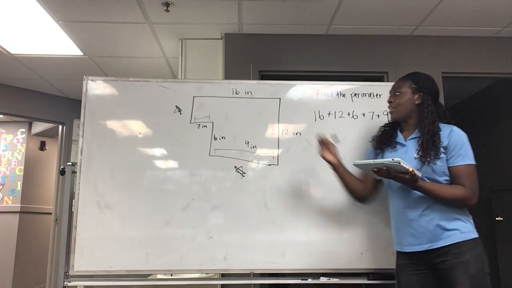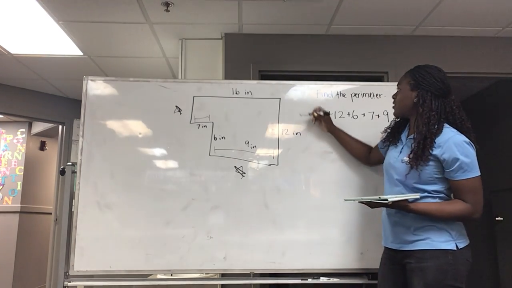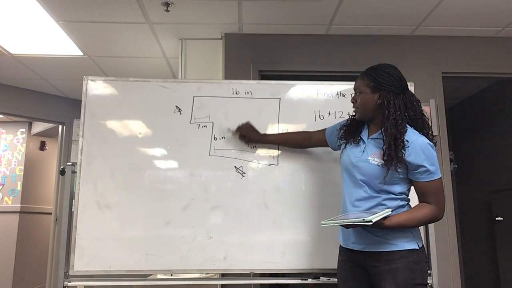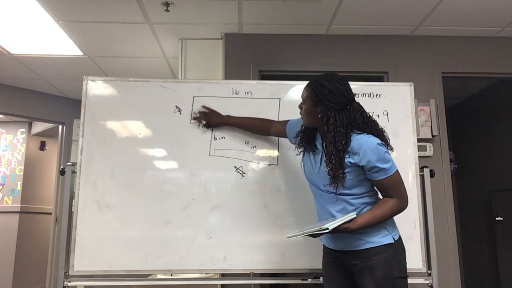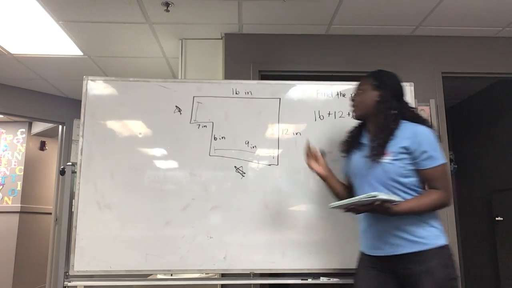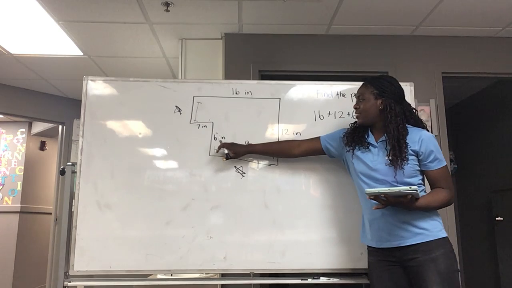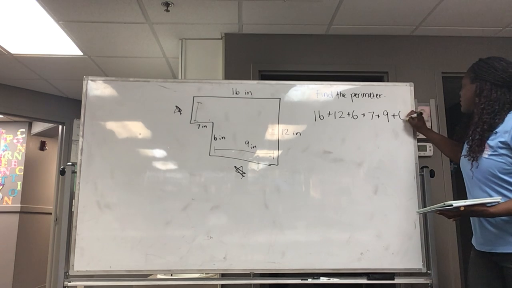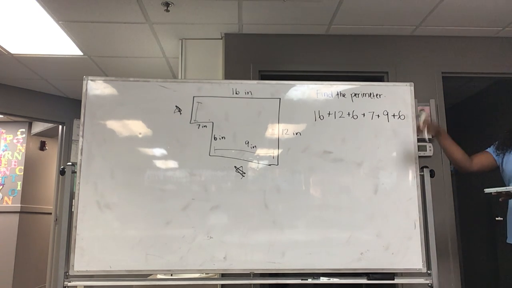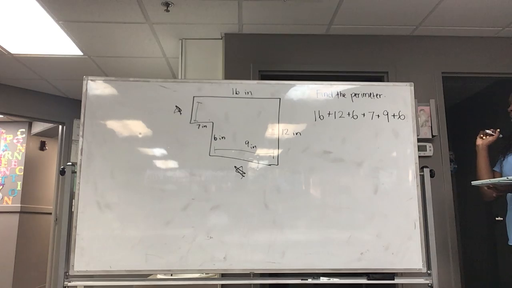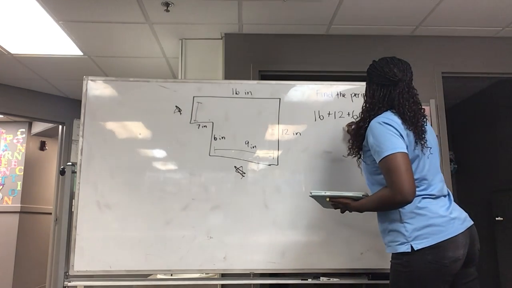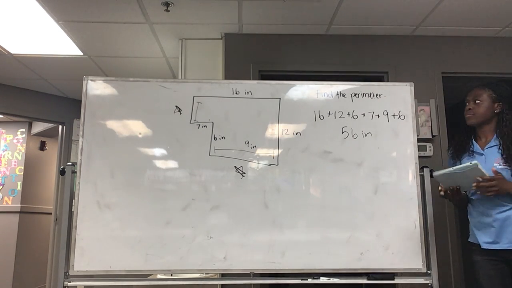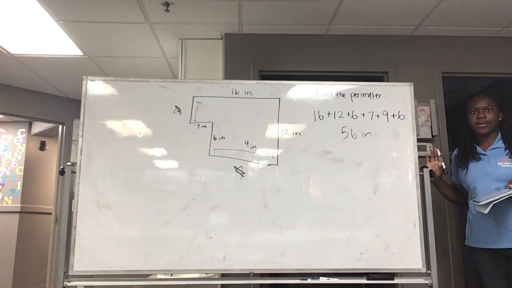And then the last one we need to find is the one over on the left. So we know that the total thing is 12, and we don't want the 6 inches part, we just want that part up there. So we do the total minus the excess, and then we do 12 minus 6, which is 6. So that's our last missing side length. So if you add all those together, 16, 12, 6, 7, 9, and 6, you should get 56 inches. You guys agree? Yep. Okay. So any questions about finding this perimeter?